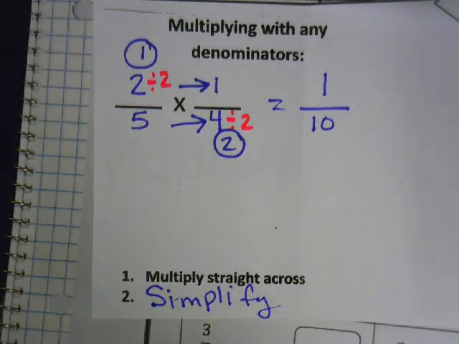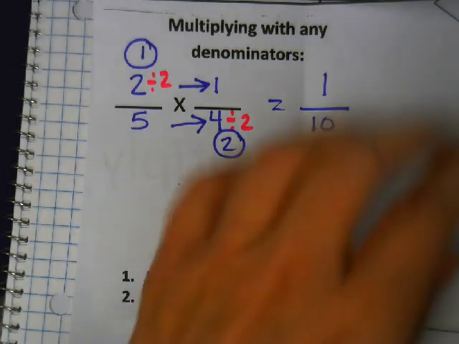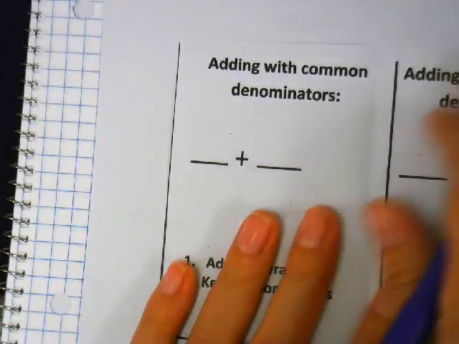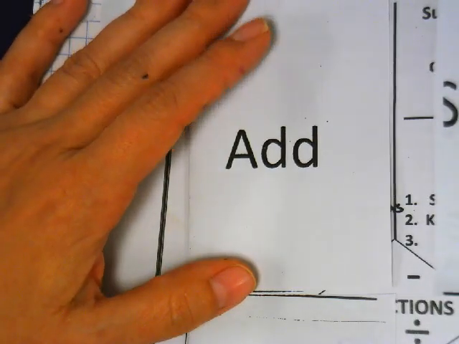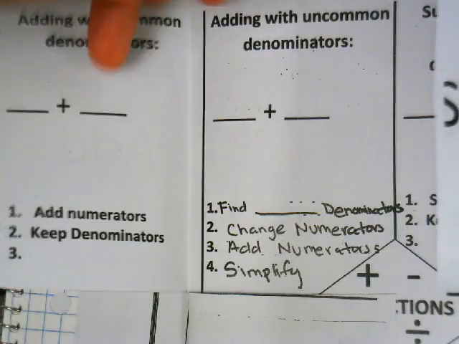All right. 10 minutes. All right. Let's go to addition. Let's go to addition. Addition. Let's copy this down.